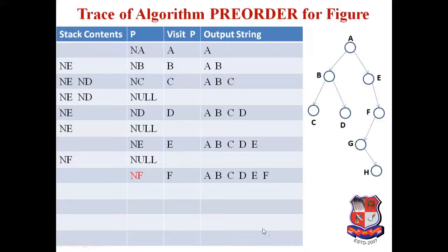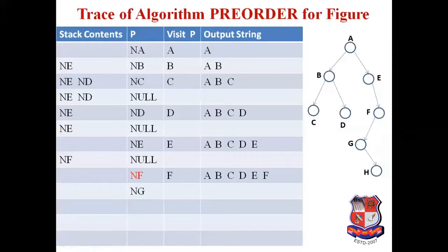Now store the address of the right child to the stack. So let's check. Does F have a right child or not? No, F has no right child. So in that case, we cannot add anything to the stack, and currently the stack is empty. So the stack is still empty. Now assign the left child of F to P, right? Does F have a left child? Yes, it is G. So we assign NG to P.